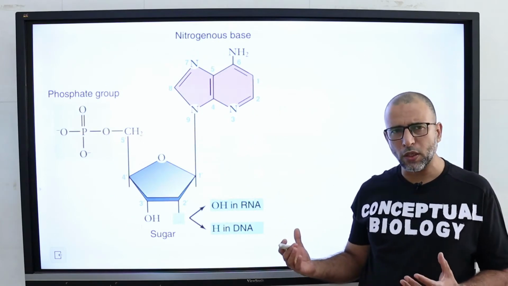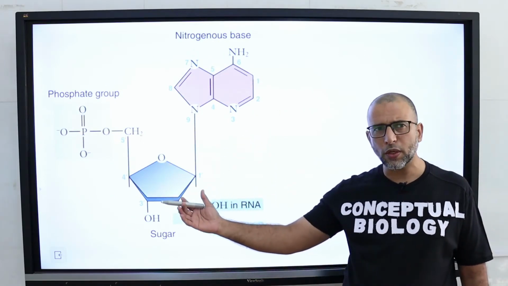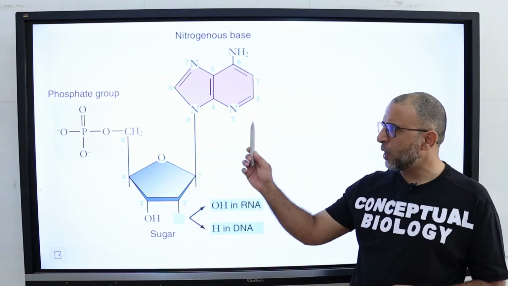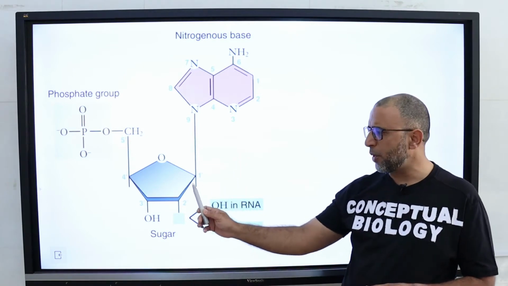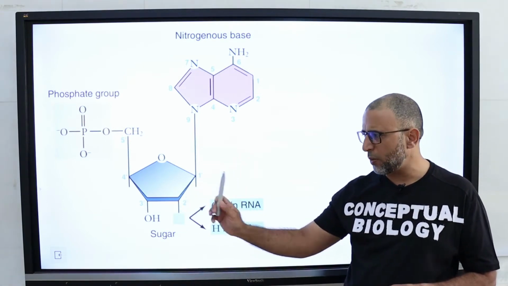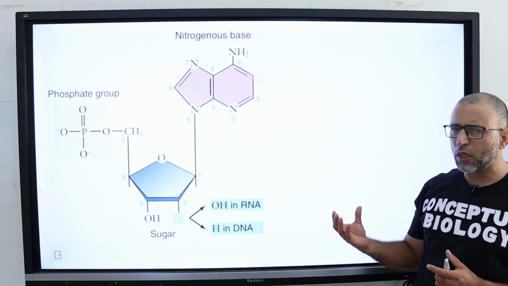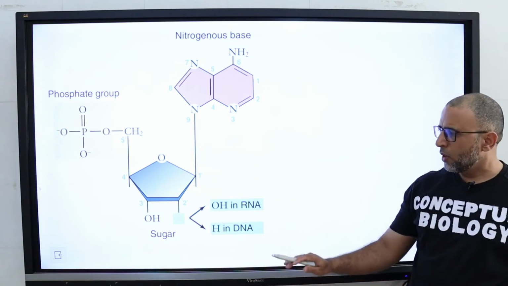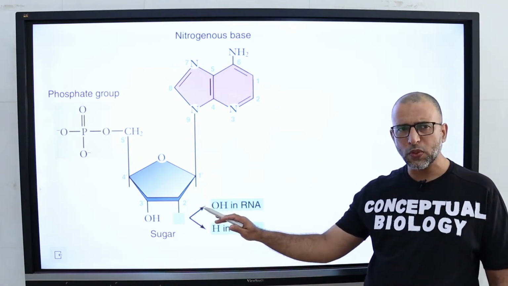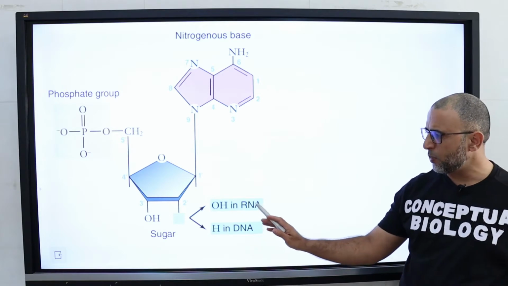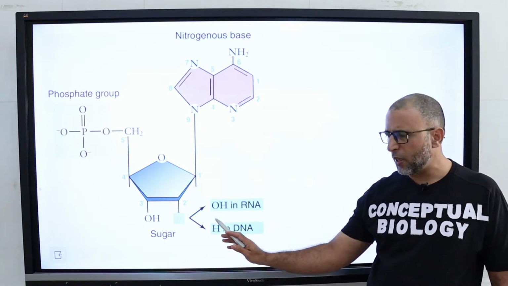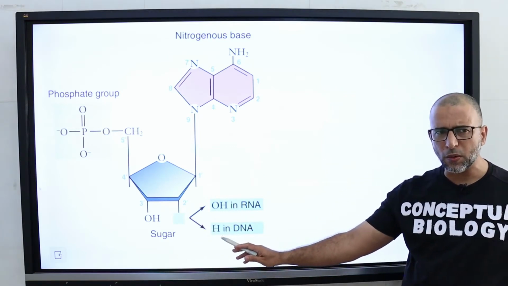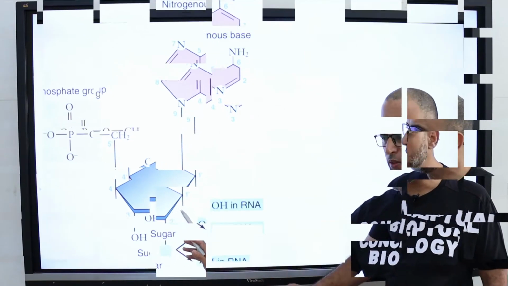What does a nucleotide look like? This is a nucleotide. DNA building block is a nucleotide. A nucleotide has three components. Number one is pentose sugar, that is called deoxyribose. DNA contains the sugar deoxyribose while RNA contains sugar that is called ribose. The only difference between ribose and deoxyribose is that ribose has a hydroxyl group attached to second prime carbon and deoxyribose has a hydrogen atom that is attached to second prime carbon in the ring.